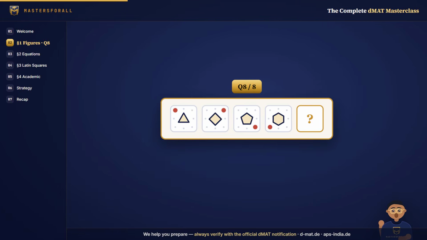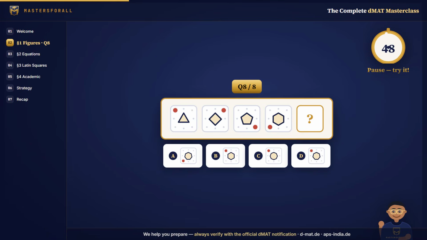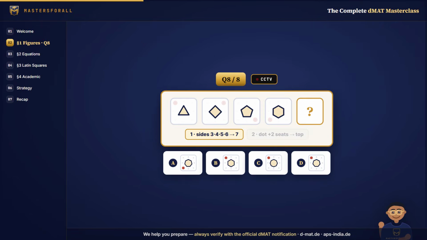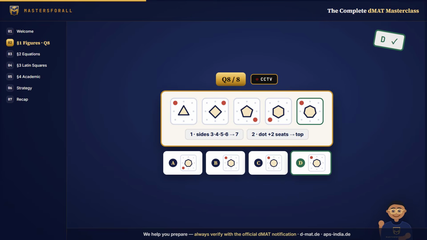Section finale. Everything you've learned in one figure. Take the full time. The sides, 3, 4, 5, 6, 7. The dot on the ring, jumping 2 seats clockwise, 2, 4, 6, back to the top. A heptagon, dot on top. The answer is D. Figures, done.